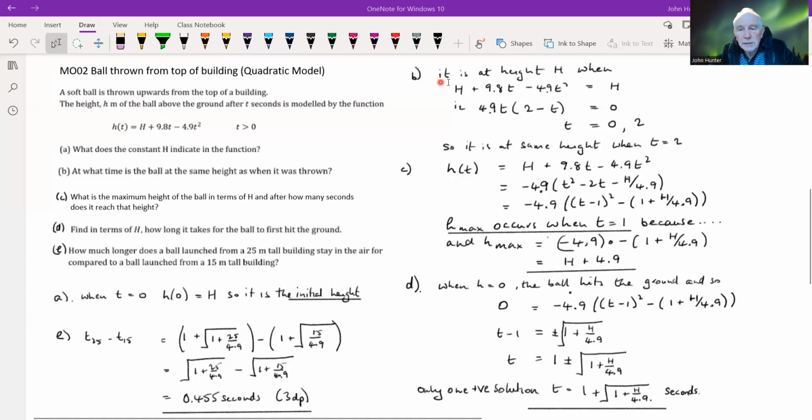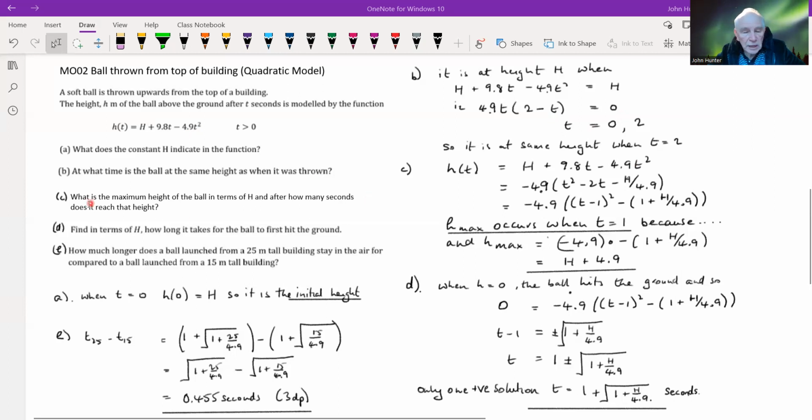So up here, part B, it is at height h when, okay, well, we can just put that actual value in for the variable h. We've got this equation. Well, the h's drop out, of course, and we can factorize to give us this. And that gives us two solutions, actually. T equals 0, which is the starting condition. But I think what they are looking for is this t equals 2. So after 2 seconds, it's come back down to the same height from which it's been thrown. So it is at the same height when t equals 2.